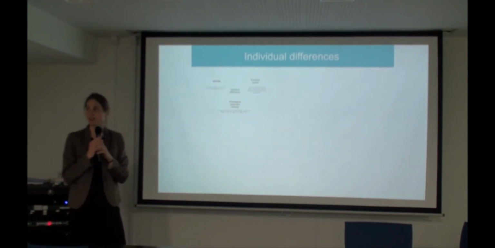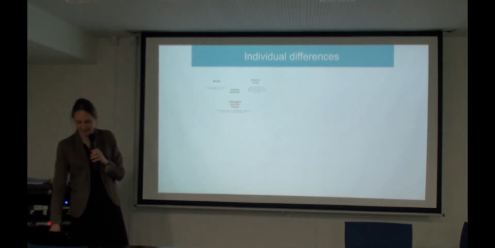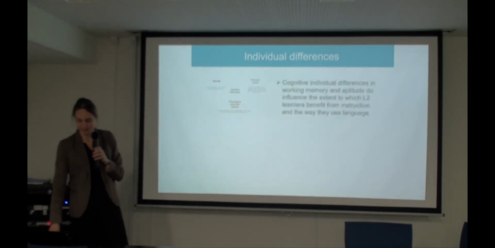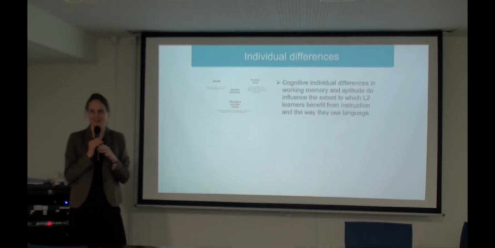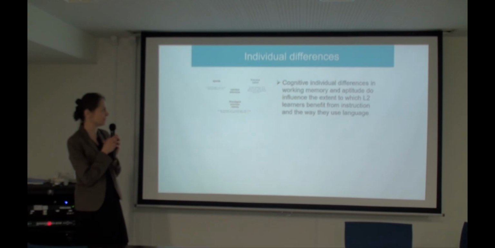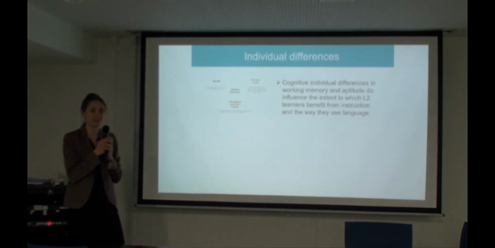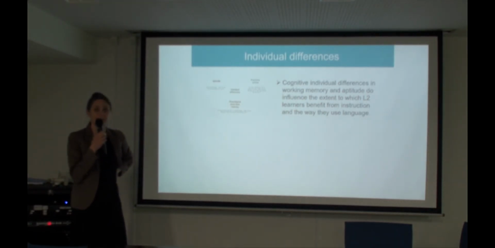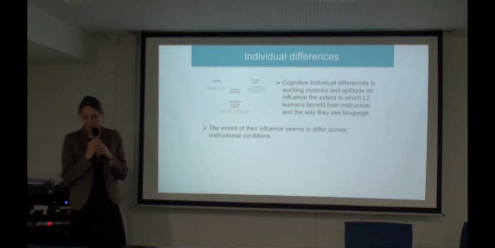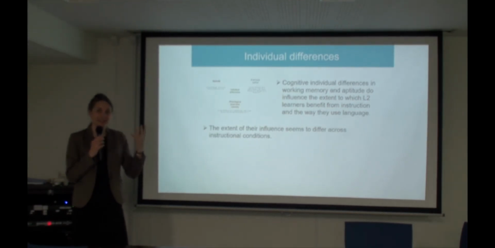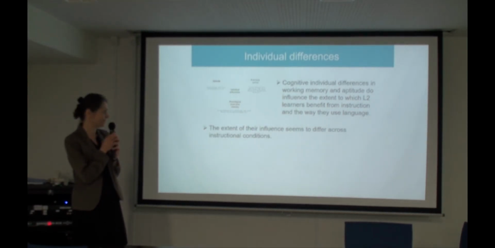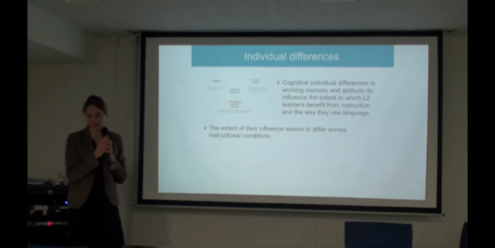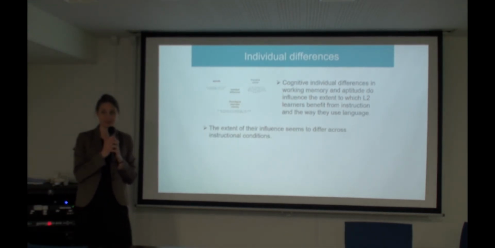Right, so just a quick summary of what I've talked about. I looked at three individual difference variables, two associated with working memory, and not just in my own research, but in the large area of SLA, as Kazuya already mentioned, cognitive individual differences in working memory and aptitude do seem to play a role, both in terms of language development and also language use. And we also found in these studies, and again this is a finding in the larger field of SLA as well, that the extent of the influence of these individual difference variables differs across instructional conditions.